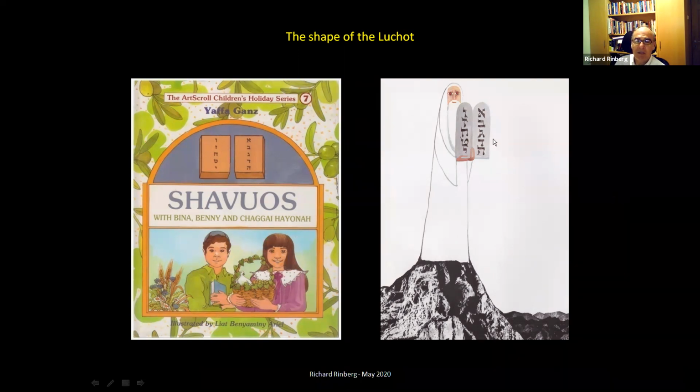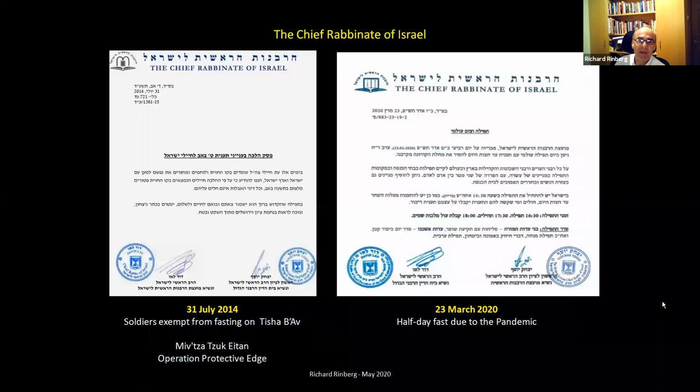Whereas we're used to these rounded tops. Again, maybe it comes from the stele. Maybe there are other explanations, which I won't go into. But look at these two letters from the Chief Rabbinate.